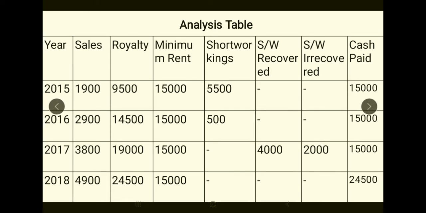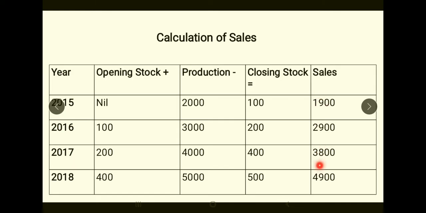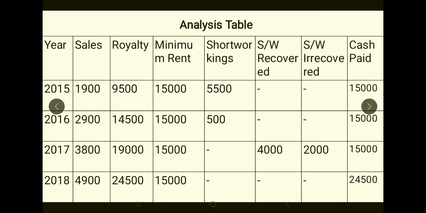Okay, now analysis table. So here sales we have calculated in the previous slide. So you have seen how to calculate sales, so the same thing you will copy here. So sales into 5 rupees will give you royalty. So 1900 into 5 rupees 9500, 2900 into 5 rupees 14500, 3800 into 5 19000, 4900 into 5 24500. Minimum rent is 15,000 per annum. It is given in the question, so you will write it as it is.